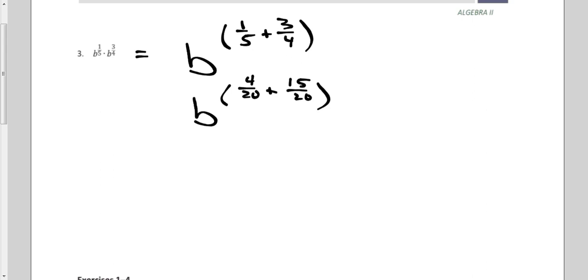Now, do I have common denominators, Jesse? Yes, you do. B equals 19 over 20. So this is b to the 19 over 20.